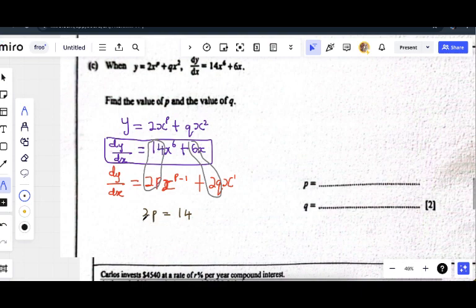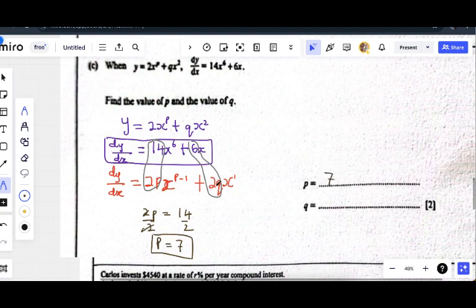So we divide both sides by 2, we get the value of p. This divided by 2, we get p to be equal to 7. P is 7. So it makes sense. You know why? 2 times 7 is 14. Now, here is p minus 1. 7 minus 1 is 6. That's why this power is 6. Okay? So it makes sense. So p is 7.